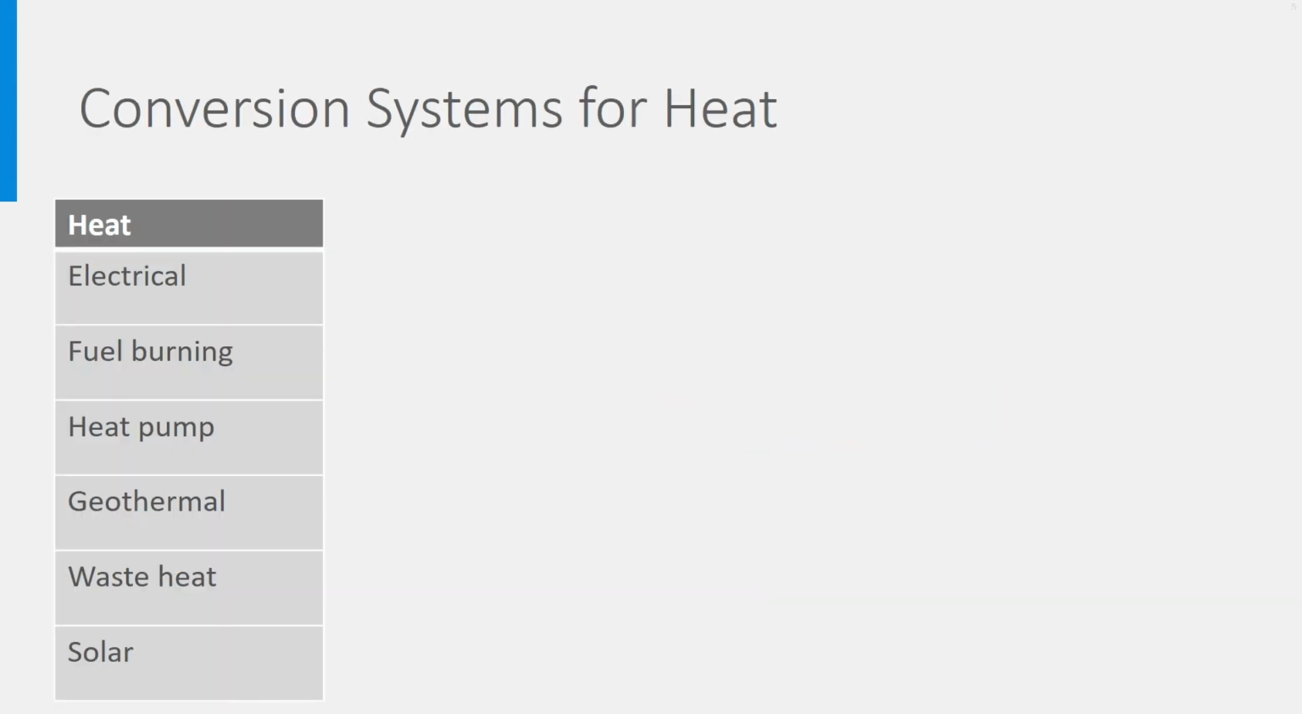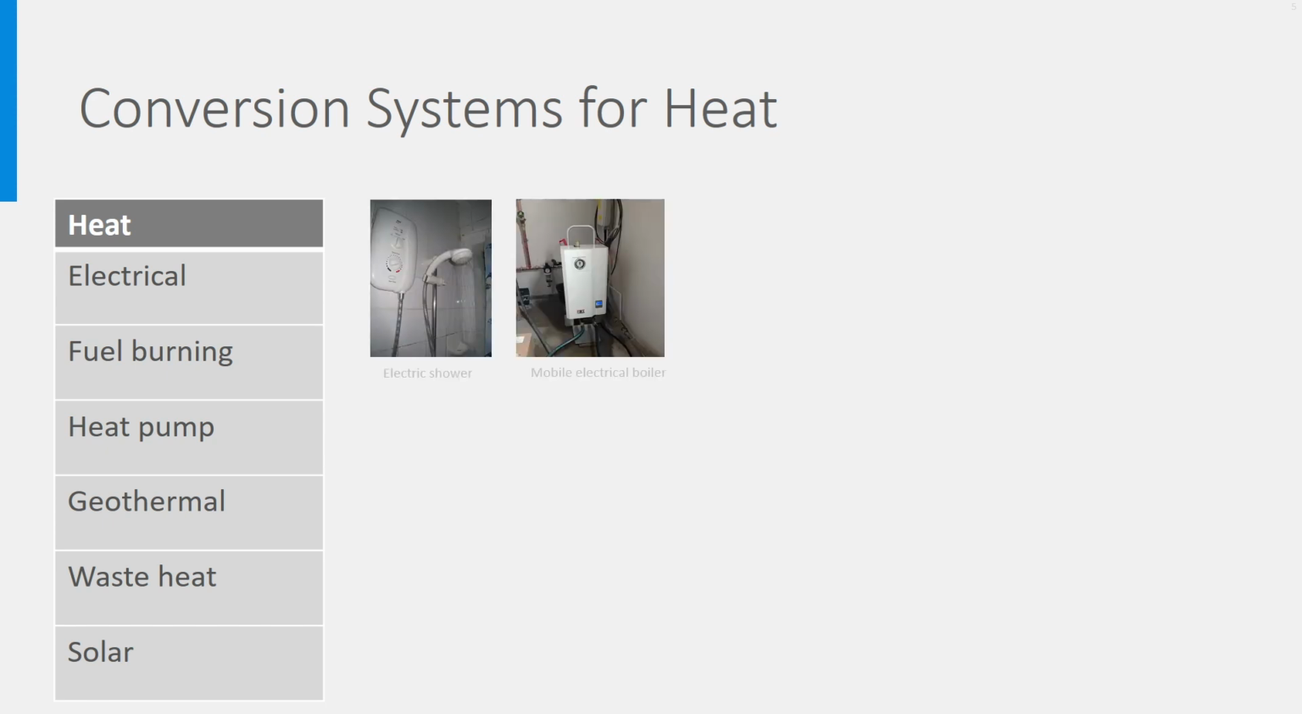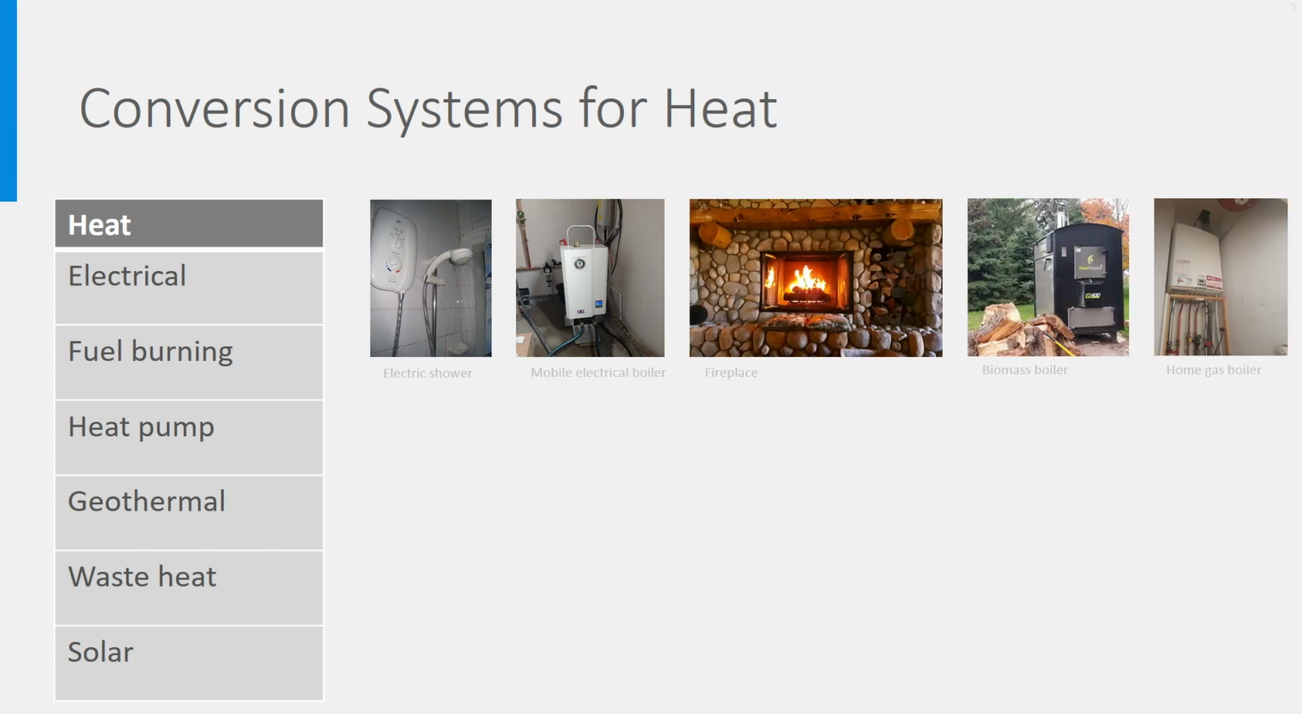Let's start with conversion systems for heat for space heating as well as for hot tap water. It is possible to use direct electrical heating, for instance for the shower, but also electrical boilers or electrical convectors. Second, we can burn fuels, wood in a fireplace or wood pellets or other types of biomass and biogas in a boiler, or coal in a stove, gas in a gas boiler or oil in an oil boiler.